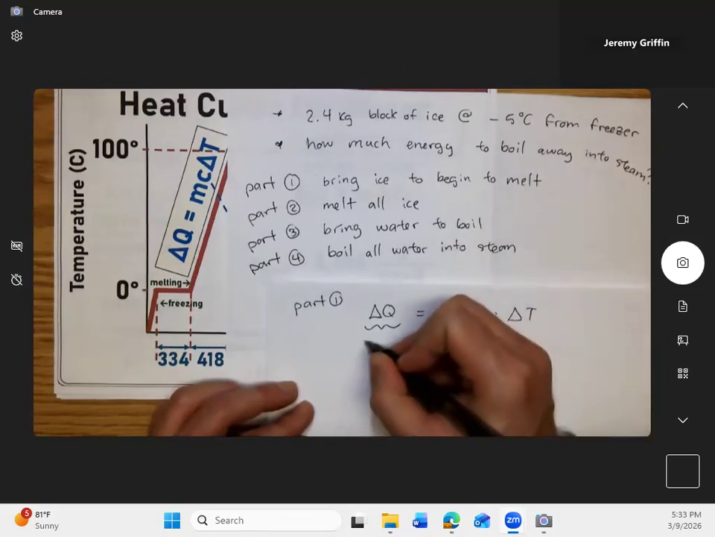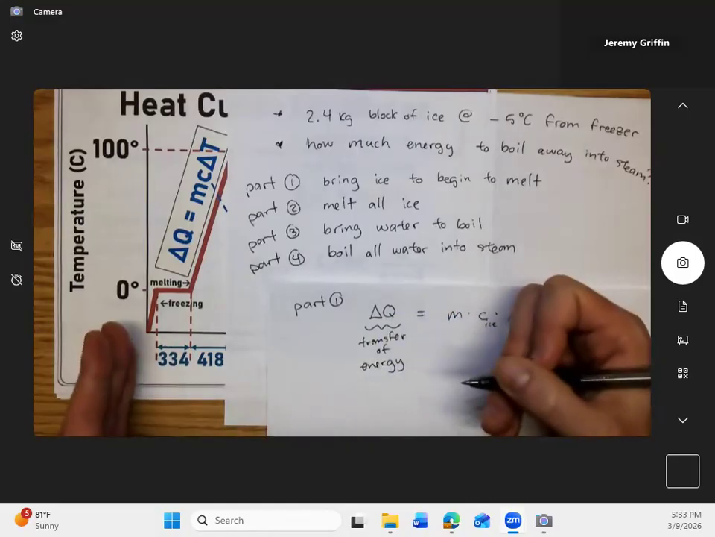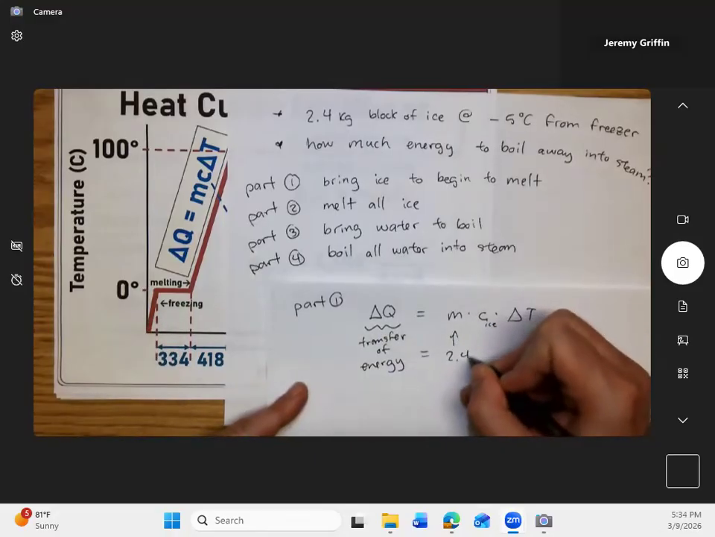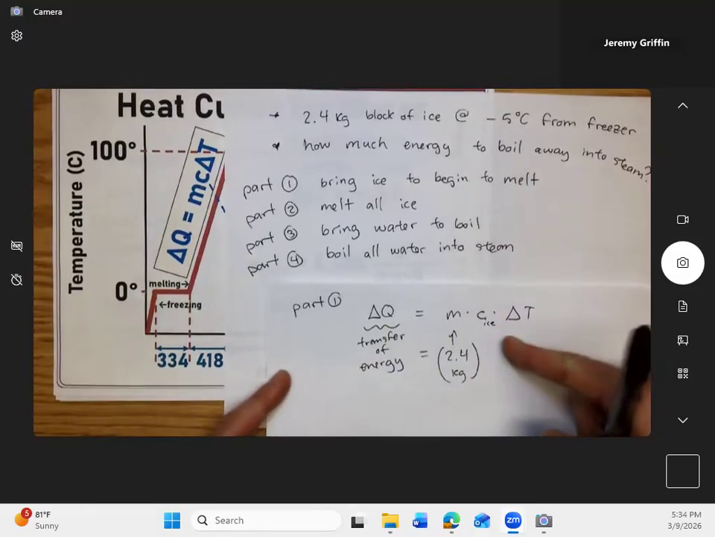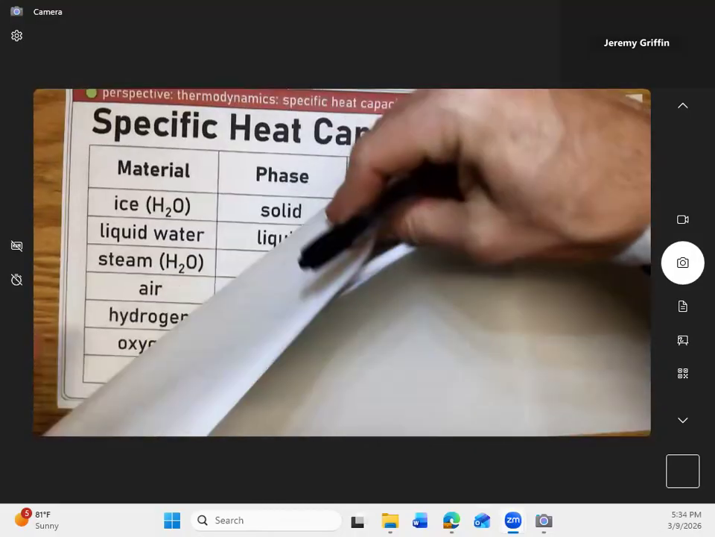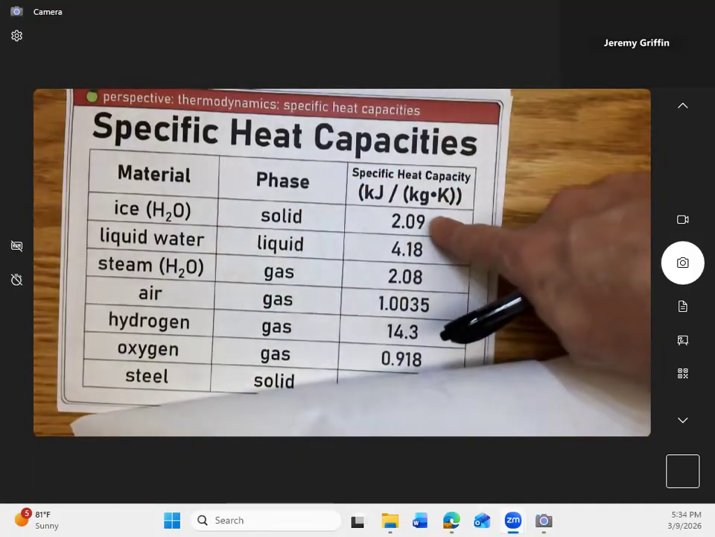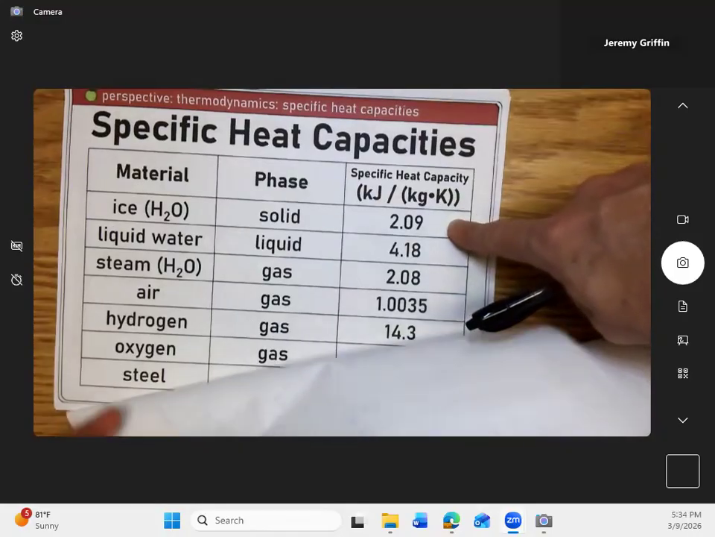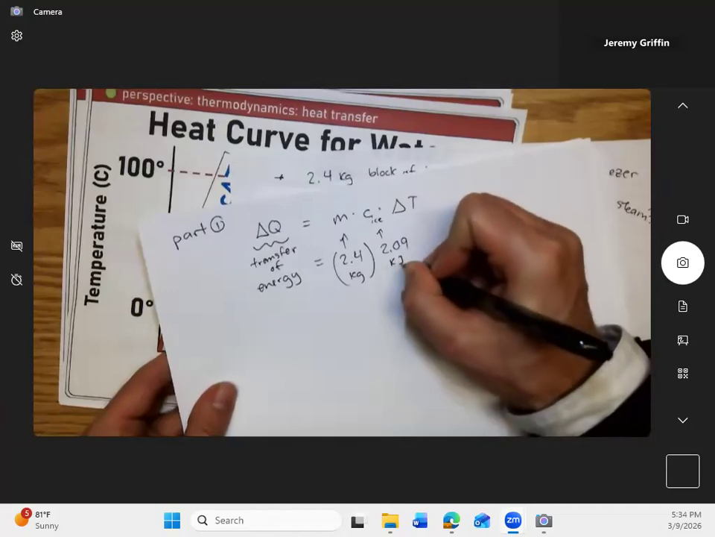Okay. So here's transfer of energy, which is what we're solving for, like how far horizontally do you move on this graph. Okay. We're going to take 2.4 kilograms of ice. Now, this c is the specific heat capacity of ice, which I got right here. It's 2.09 kilojoules per kilogram Kelvin. It's right there. Okay. So right here goes 2.09 kilojoules.